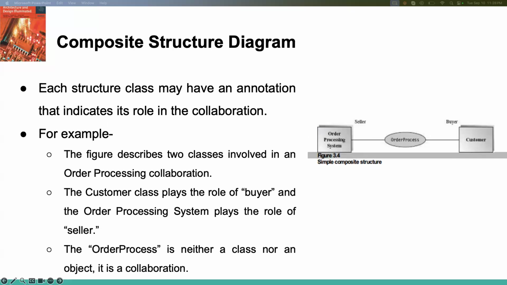In the composite structure diagram, each structure class can have an annotation that indicates its role in the collaboration. This helps clarify the part each class plays in an overall process. For instance, in the order processing collaboration, two classes are involved. The customer class plays the role of the buyer, and the order processing system class plays the role of a seller. Importantly, the order process itself is not a class or an object. It represents a collaboration between these two roles.